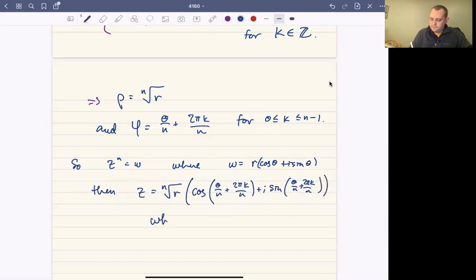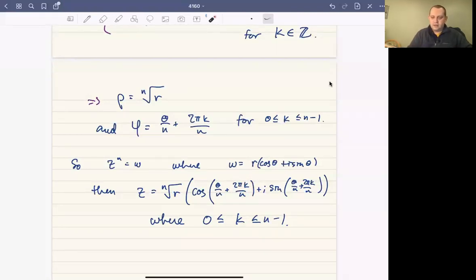Where k is allowed to range between 0 and n minus 1. Okay, those are the values where you get distinct terms. The reason is that as soon as k is outside that range, you're already repeating a term, right?